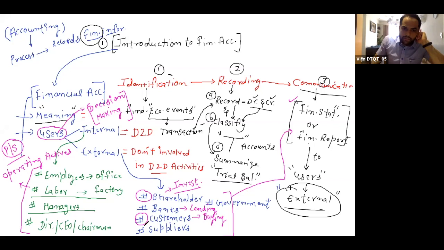Then suppliers. Who are the suppliers? As I said, suppliers are the people who supply materials, raw material kind of things, to the companies, right? So what decisions are suppliers gonna make? Suppliers are gonna make decisions that we should supply material to this company or we should not supply material to this company. Why do they have to make that kind of decision?